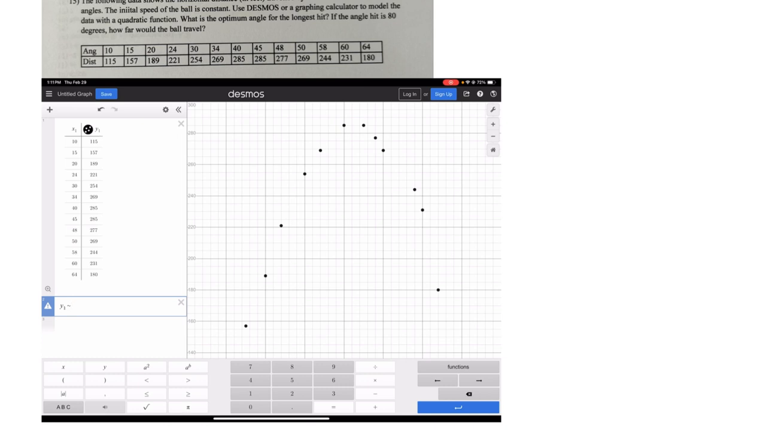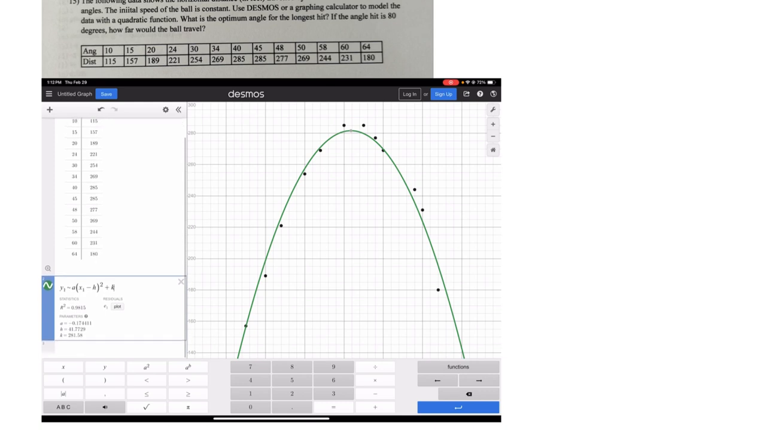Okay, and I'm going to use the vertex format for this, so I'm going to go A, and then bracket x1 minus h bracket squared plus k. There, so it gives me that green line. Looks pretty good. Yeah, it looks fairly like it's an average line of that.